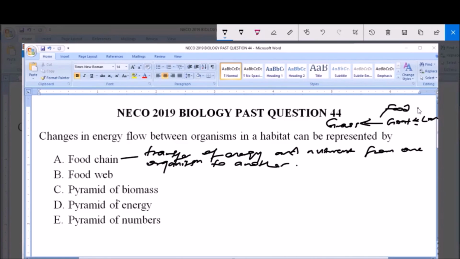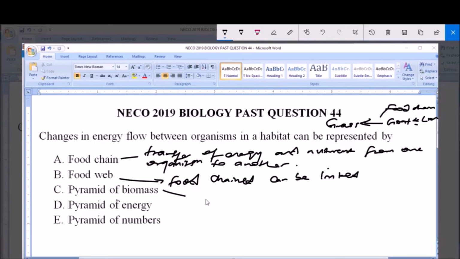Now B says food web. Food web in an ecosystem simply represents what? It represents numerous food chains, that is, how numerous food chains can be linked together. That is a food web. Food web comprises different food chains.